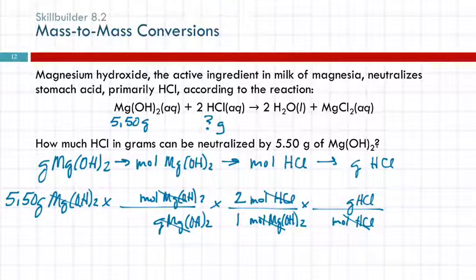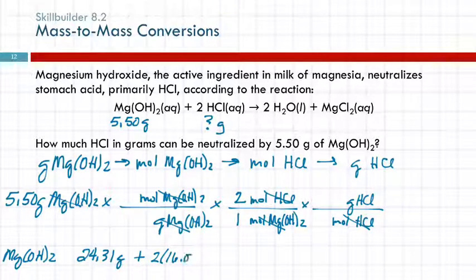And we need to calculate some molar masses. So for magnesium hydroxide, magnesium is 24.31. We've got one of those. So 24.31 grams. How many oxygens? 2. Because we have 2 hydroxides. So we've got 2 oxygens and we've got 2 hydrogens.